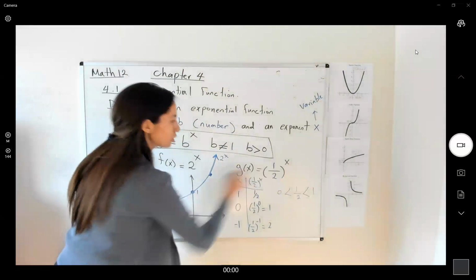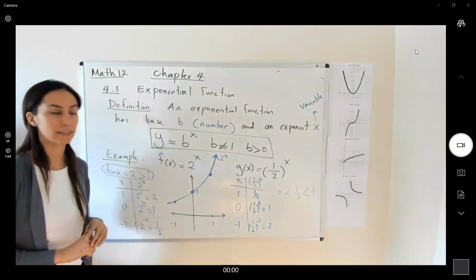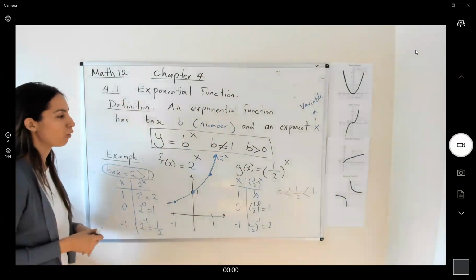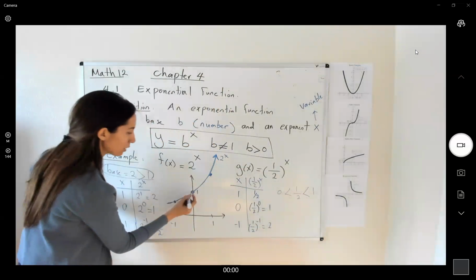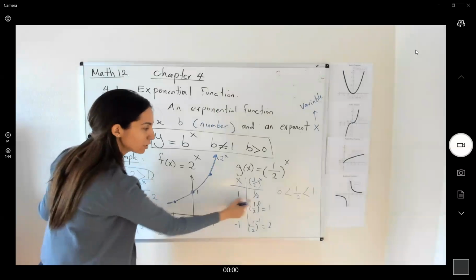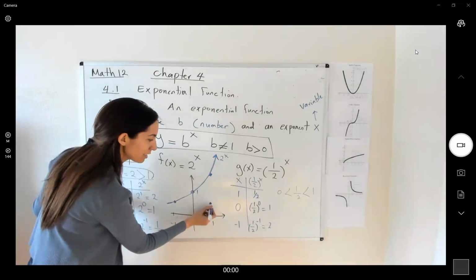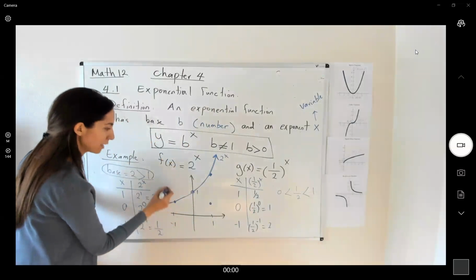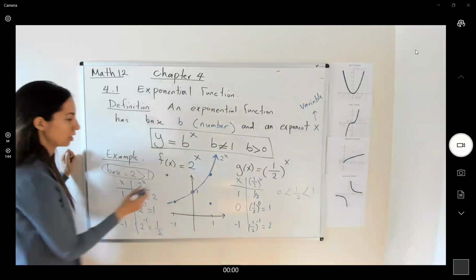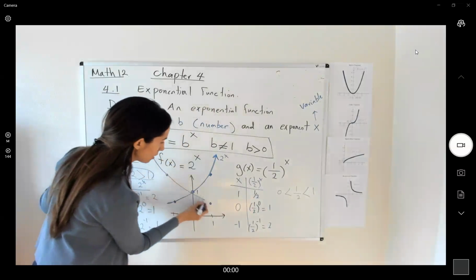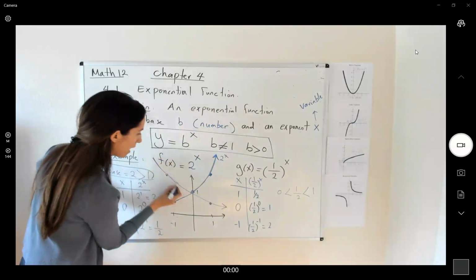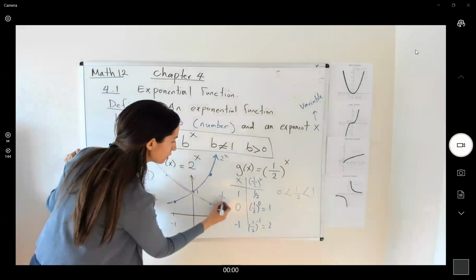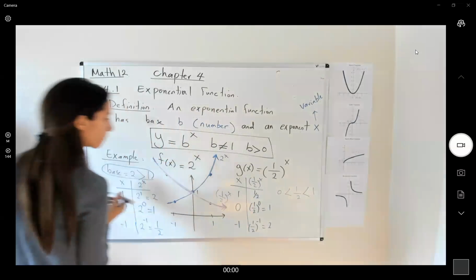Your second function, g of x, is a half to the x. And note that your base is between 0 and 1. If you plug in 0, you get 1. If you plug in 1, you get a half. So at 1, this is a half. Then you plug in -1, it is equal to 2. If you connect these 3 points, this is the graph of a half to the x. And as you can see, this is a decreasing graph.